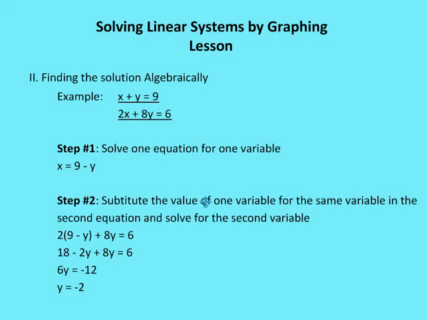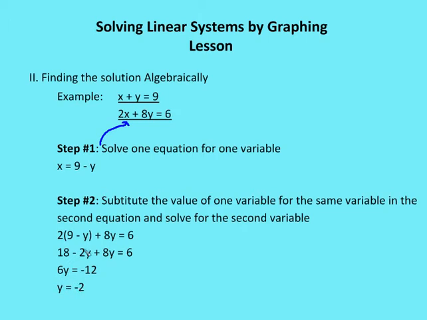Then I'm going to substitute the value of that one variable. So I figured out that x is equal to 9 minus y, and I'm going to substitute that value, 9 minus y, back into the second equation for x. So I get 2 times 9 minus y plus 8y is equal to 6. And now I'm going to solve for that second variable y. So I have 18 minus 2y plus 8y is equal to 6. Minus 2y plus 8y is equal to 6y. 6 minus 18 is equal to negative 12. And then I divide both sides by 6, and I get y is equal to negative 2.